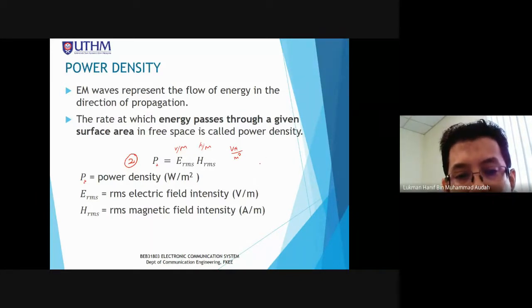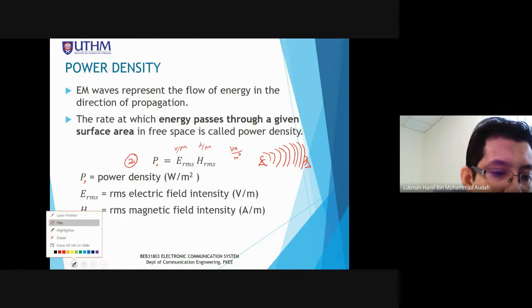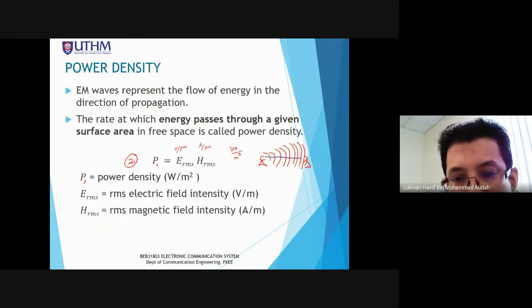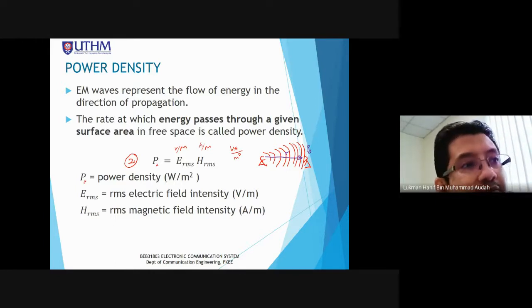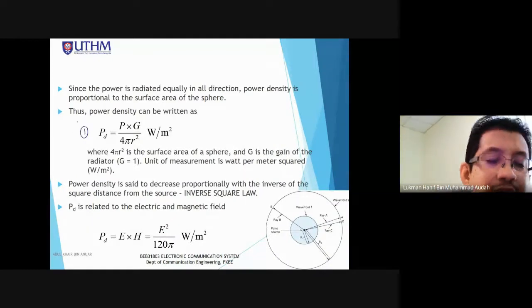So power density, saya lukis semula. Okay. Ada dua antena, transmit and receiving. Okay. So kita nak mengukur kekuatan medan elektromagnet, kekuatan gelombang itu pada jarak R daripada transmit antena. How much is the power density at this point pada jarak R? Okay. So power density menggambarkan kekuatan medan elektromagnet pada jarak tertentu daripada transmit antena. Ini tadi pun kita dah lihat persamaan yang pertama.